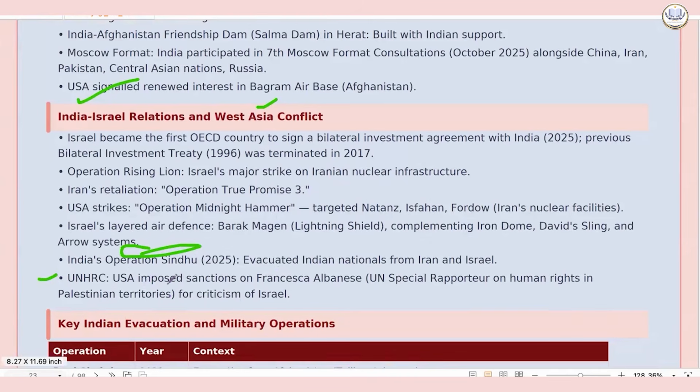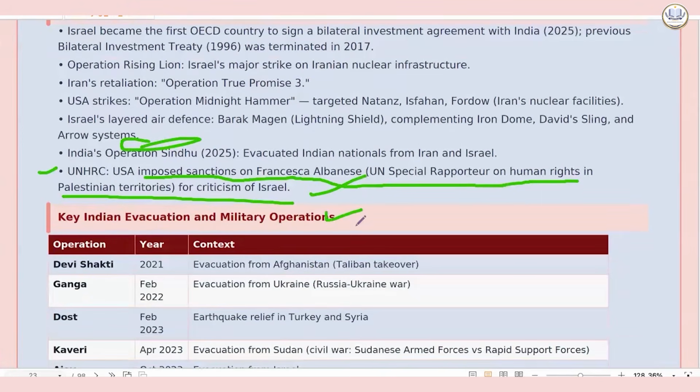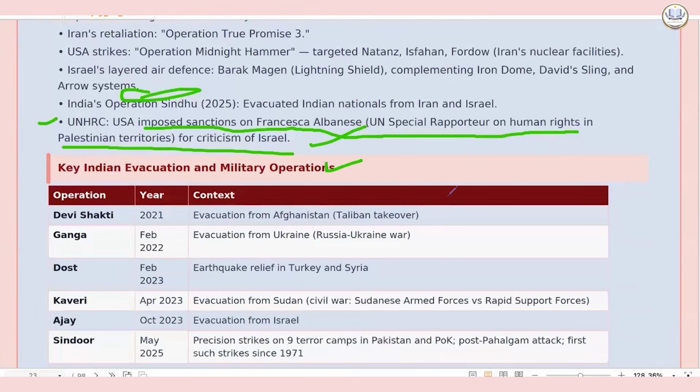UN Human Rights Council: USA imposed sanctions on Francesca Albanese, UN Special Rapporteur on Human Rights in Palestinian territories, for criticism of Israel. Now let's see some of the important operations executed, key Indian evacuation and military operations done by India.